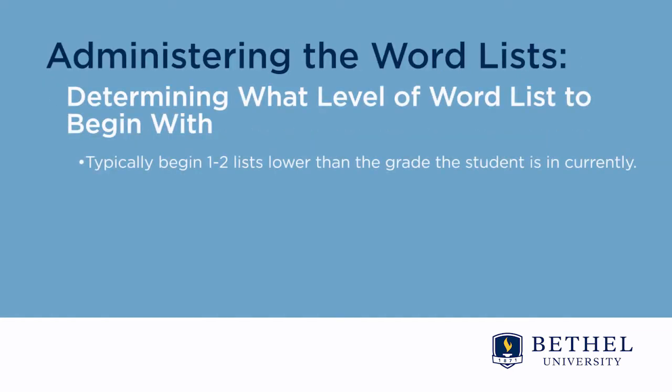Typically, you will begin with a word list that is 1 to 2 levels lower than the grade the student is in currently. Pre-primer 1 and pre-primer 2-3 are kindergarten level, and the rest of the lists are numbered with the grade level. The numbering appears only on the examiner's recording sheets.